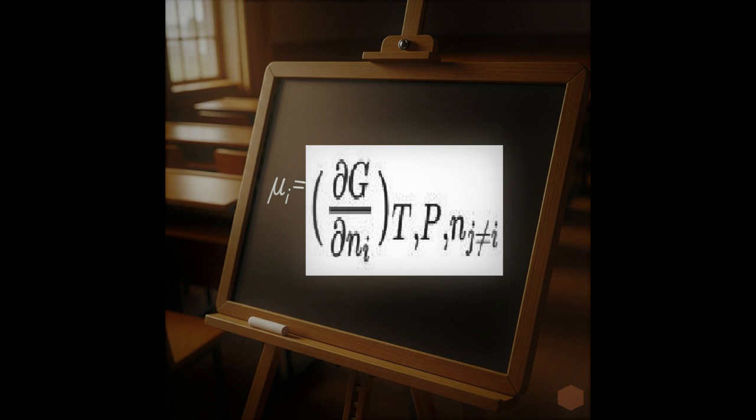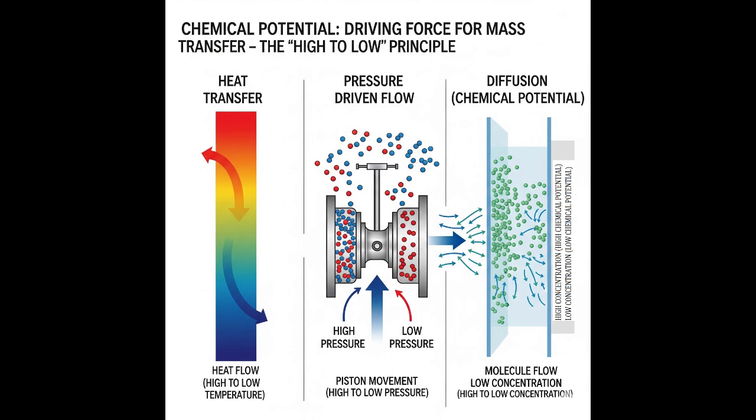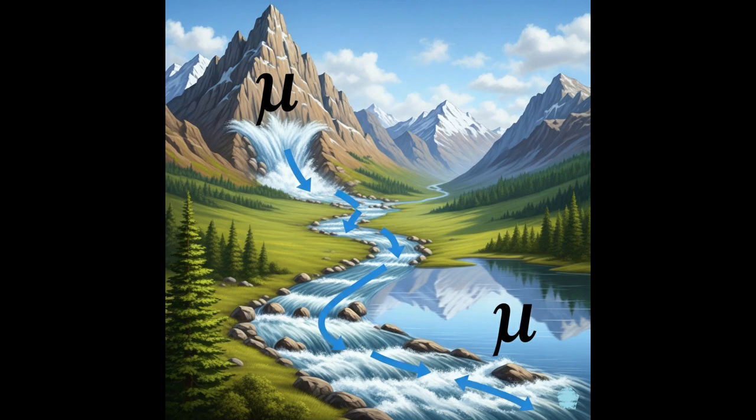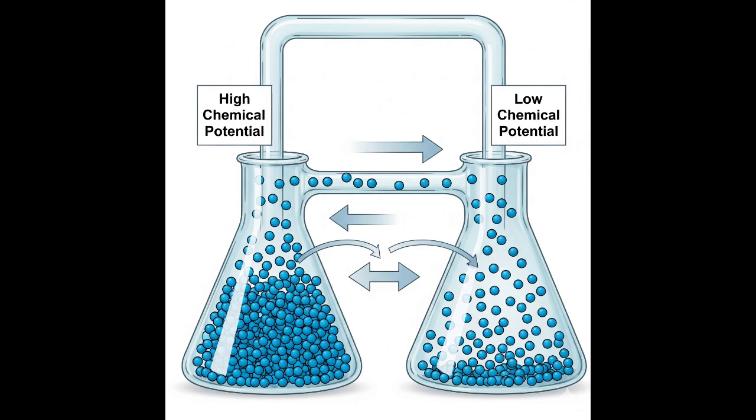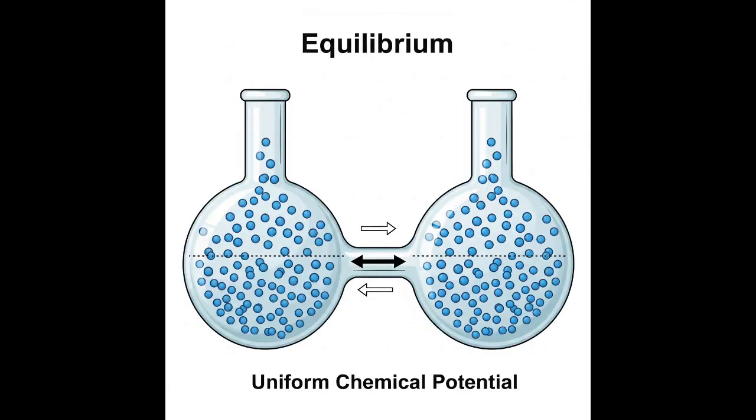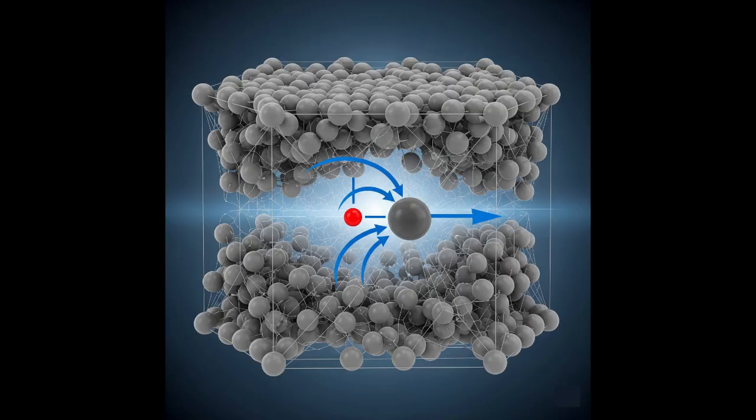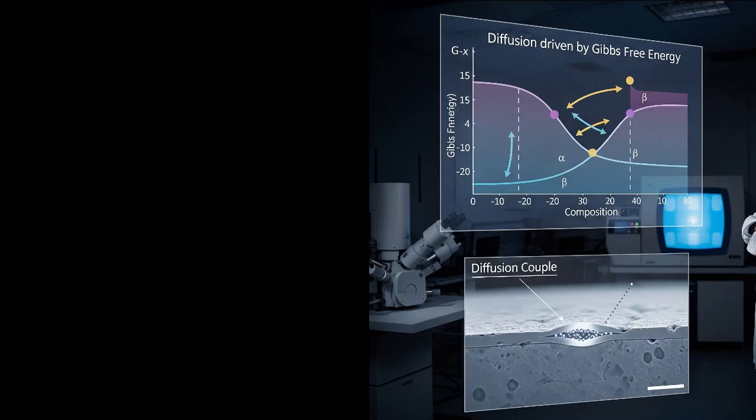Chemical potential is the driving force for mass transfer. Just as heat flows from high to low temperature and mechanical work is done from high to low pressure, a species will move from regions of high chemical potential to regions of low chemical potential until equilibrium is reached. That is, chemical potential is uniform throughout the system. This is fundamental to understanding diffusion in materials.